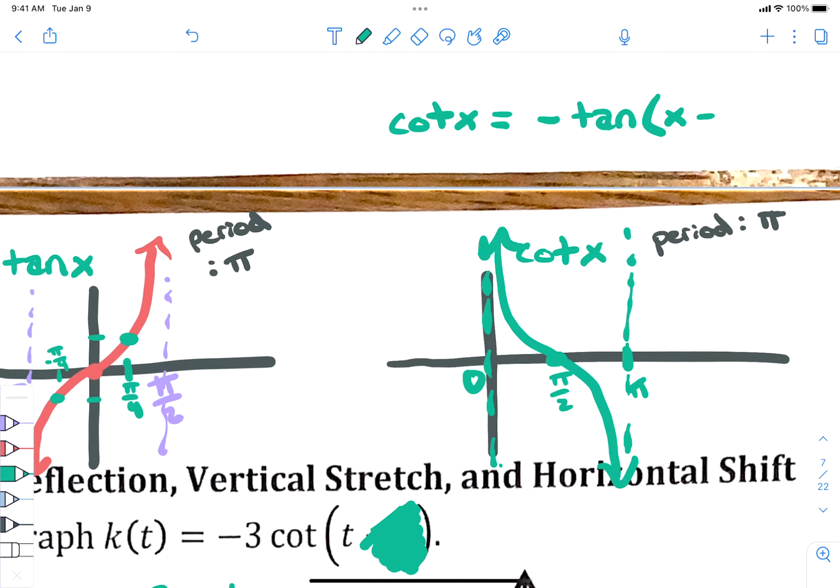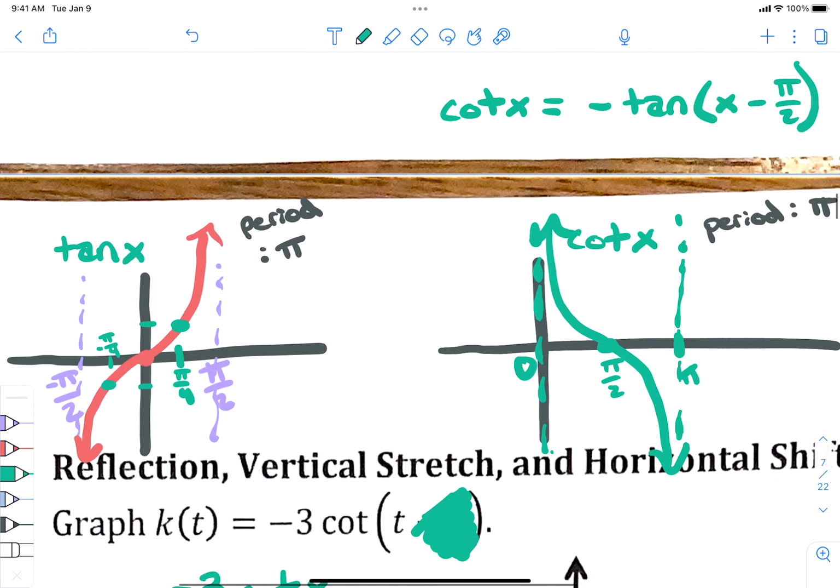minus pi over 2. Because we've shifted pi over 2 units to the right. Cotangent of x is the same thing as negative tangent, shifted pi over 2 units to the right, because I'm taking this and I've shifted it pi over 2 units to the right. So my vertical asymptotes are lining up here instead, and he's flipped backwards. So that's exactly what cotangent is.